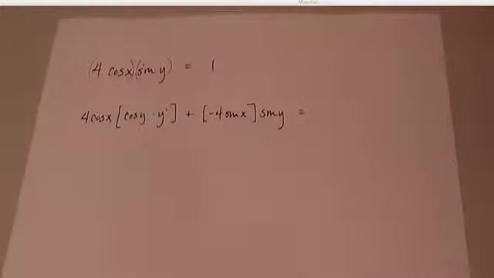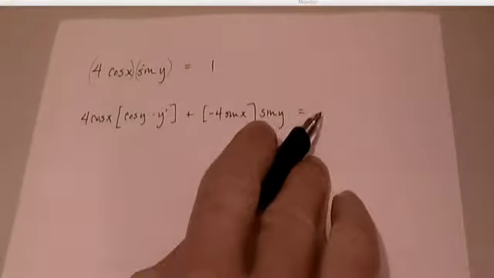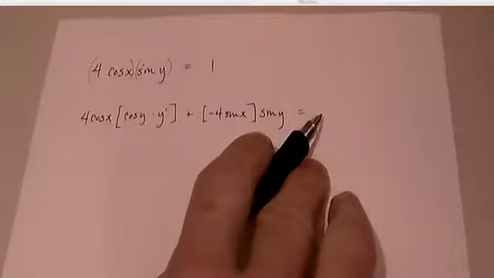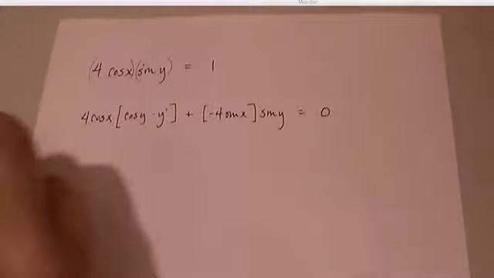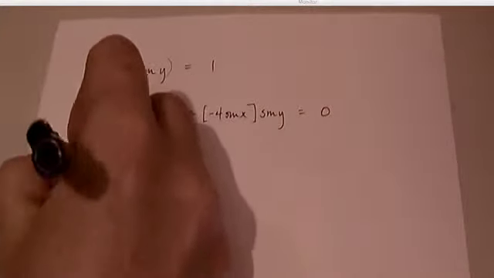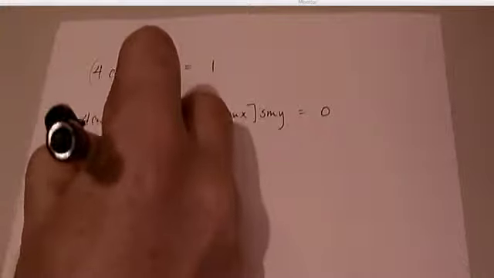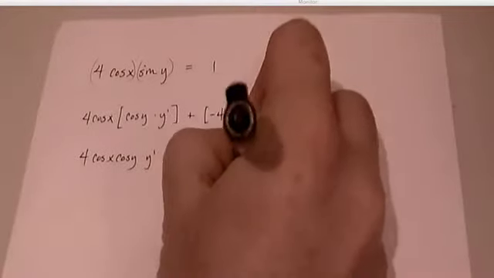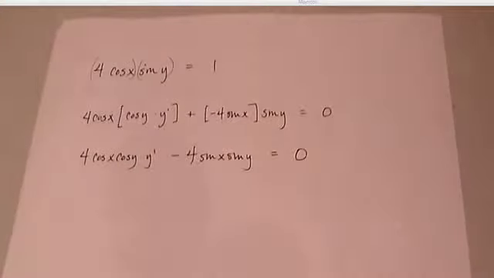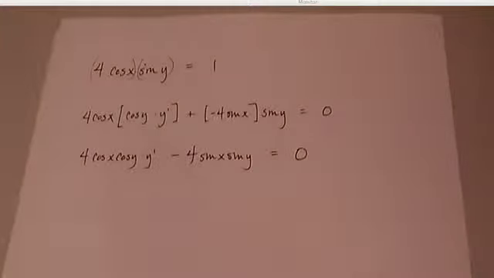Now remember, like I said, I try to give you a heads up and let you know where your mistakes are going to come from. The mistake is going to be you're going to put a 1 right here. And that is wrong, wrong, wrong. Okay? You cannot put a 1 right here. It's a 0. Okay? So I have 4 cosine x cosine y, y prime, minus 4 sine x sine y is equal to 0. Okay.